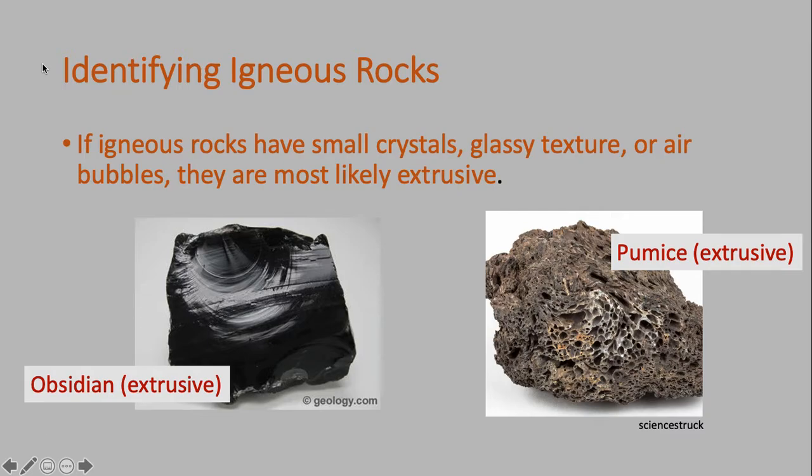So when we're identifying igneous rocks, we take a look at the size of the crystals, the texture, and whether or not there's air bubbles. If the rock has small crystals or a glassy texture or air bubbles, it's most likely extrusive. Here's two examples. We have obsidian on the left, that's a glassy texture on an extrusive igneous rock, and we have pumice on the right, those are air bubbles in an extrusive igneous rock.